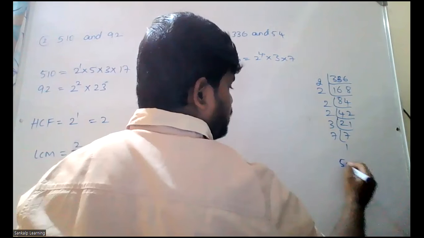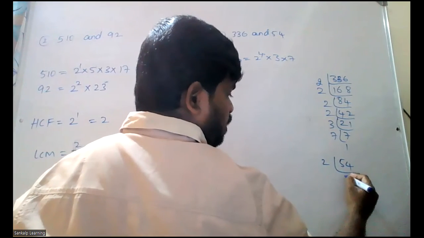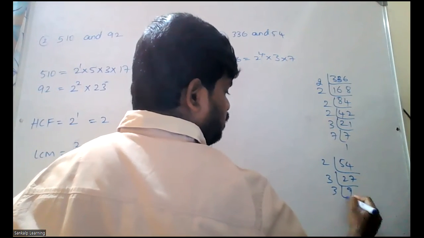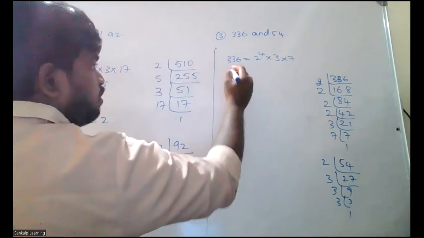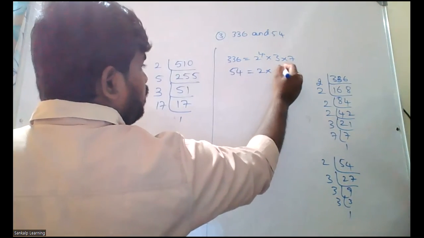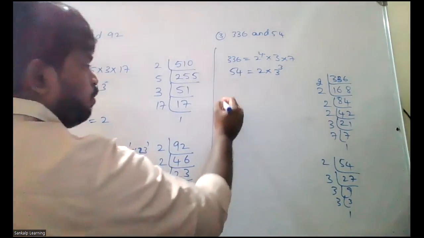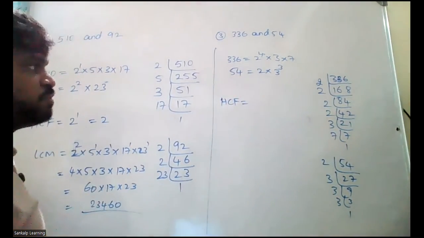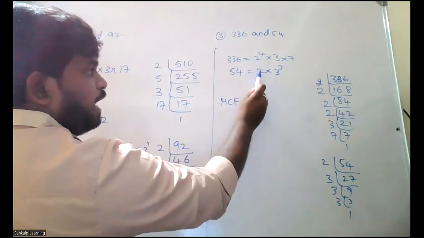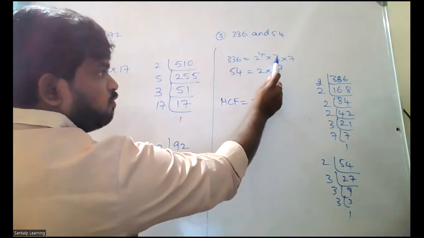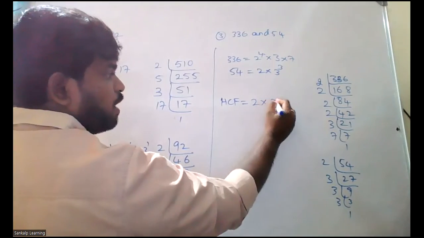Let me prime factorize 54. 2 2s are 4, 2 7s are 14, 3 9s are 27, 3 3s are 9, 3 1s are 3. Therefore, 54 is 2 into 3 cube. Now, to find HCF, which is the common prime number? If you observe, you got 2 here and here, both. 2 is the common prime number. Also, you got 3 here, 3 here. 3 is also a common prime number.